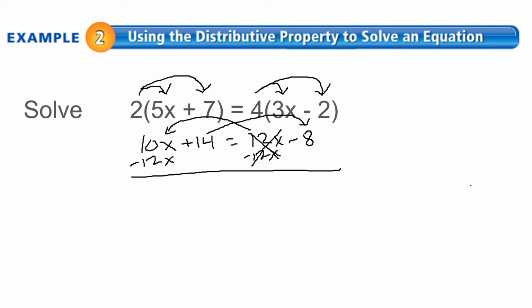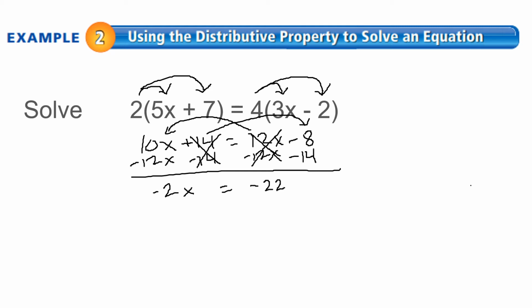That's going to cancel out on the right, and on the left we're going to have negative 2x. Then I'm going to move this constant term, positive 14, by doing the inverse, which is minus 14 on both sides. Again, that cancels on the left and becomes 0. On the right, we have negative 8 minus 14, which is negative 22.